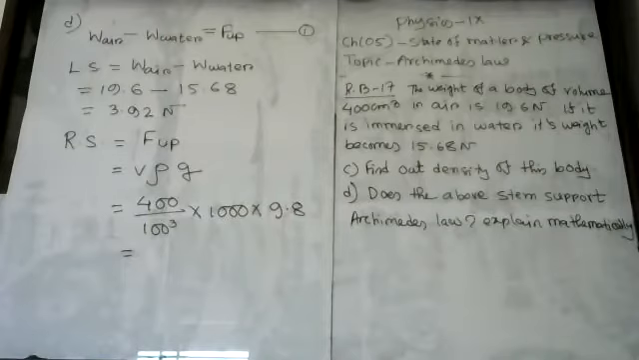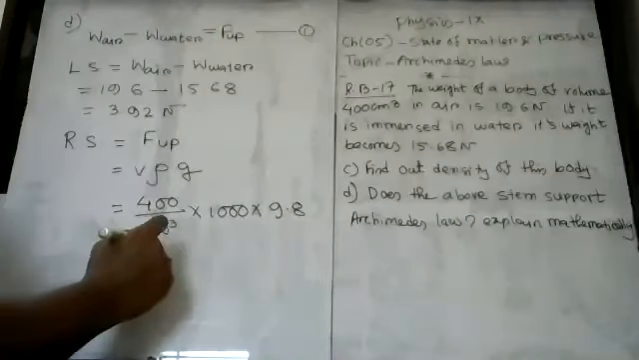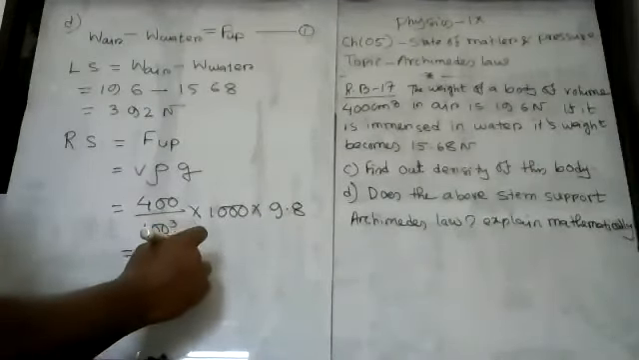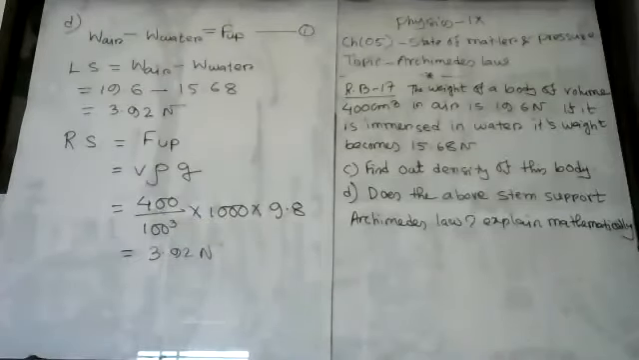Sir, 3.92 Newton. It will equal to here 3.92 Newton. What does it mean? The given information supports Archimedes' law, because the weight lost by the body equals the weight of the displaced liquid. Since weight lost by the body equals weight of the displaced liquid, that's why you can say that this given information supports Archimedes' law. I repeat, my dear students, this given information supports Archimedes' law.